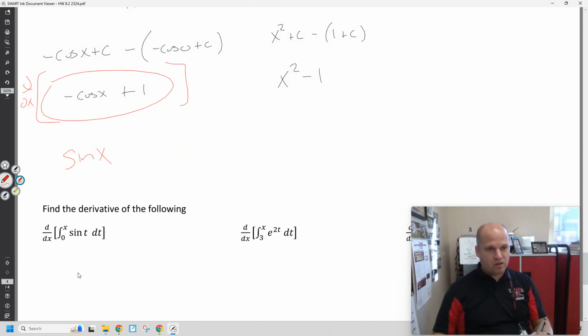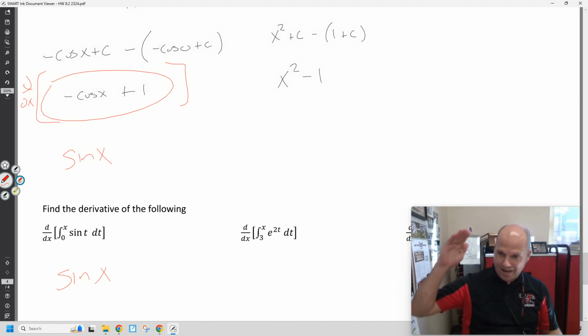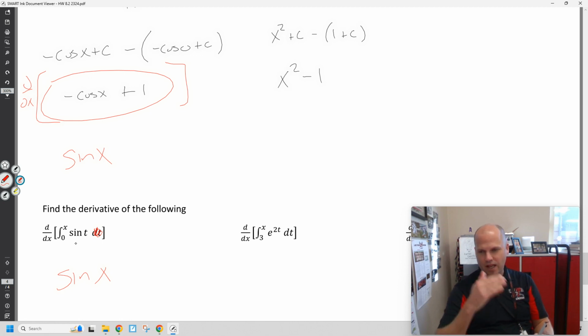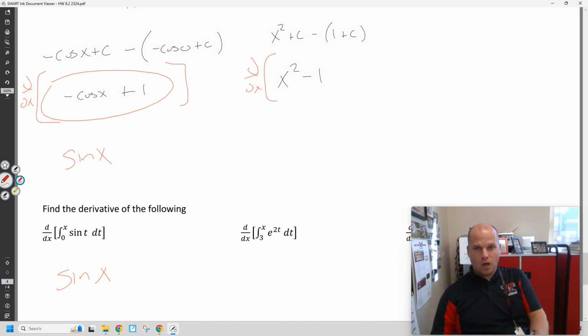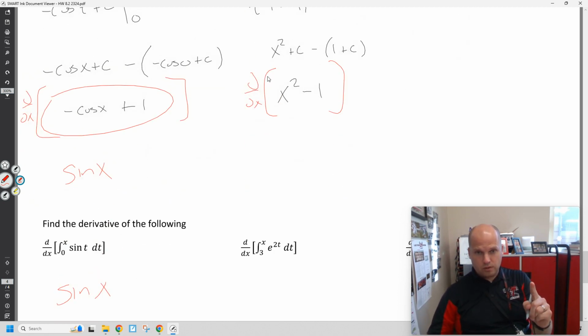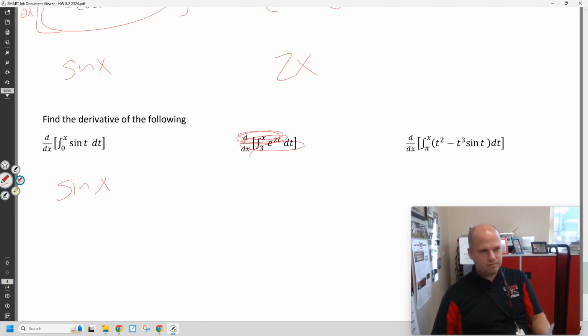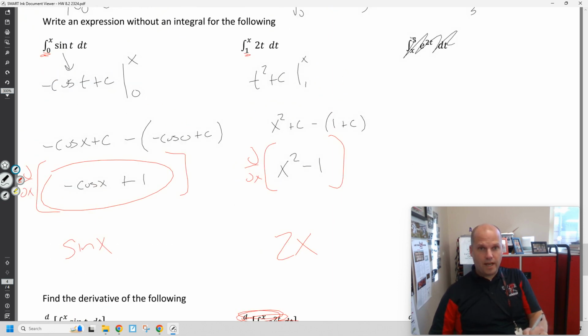The derivative of this integral is just the function on the inside with one difference. The variable becomes x instead of t. If we ignore the dt and really just worry about sine t or f of t, it would just turn into f of x. So here you could see the derivative of the accumulation is just 2x. What's the derivative from 1 to x of 2t?